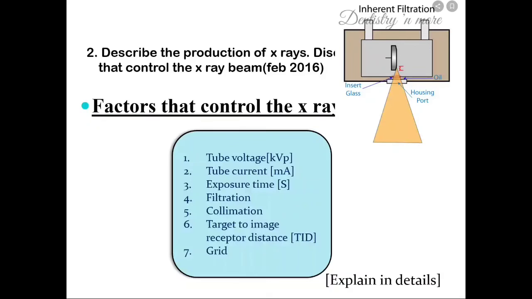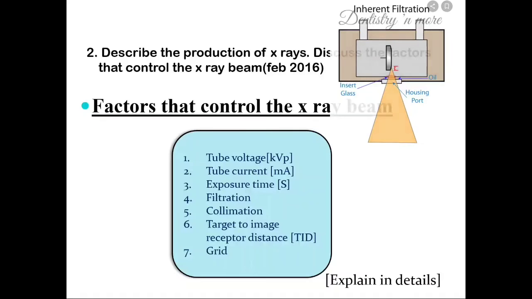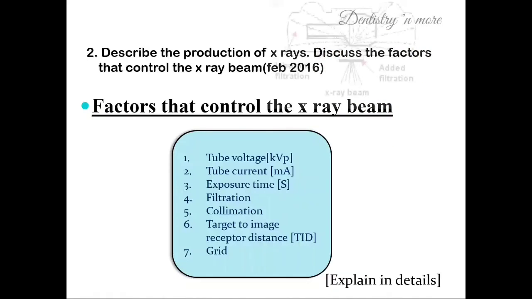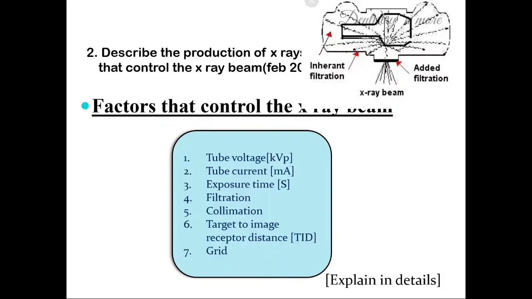The types of filtration are the inherent filtration, the added filtration, as well as the total filtration. The inherent filtration is nothing other than the vacuum or the insulating oil that is placed within the glass envelope of the X-ray tube. So that acts as the inherent filter. The added filters are the aluminum discs that are placed in front of the X-ray tube head itself. The total filtration is both the inherent filtration and the added filtration together.